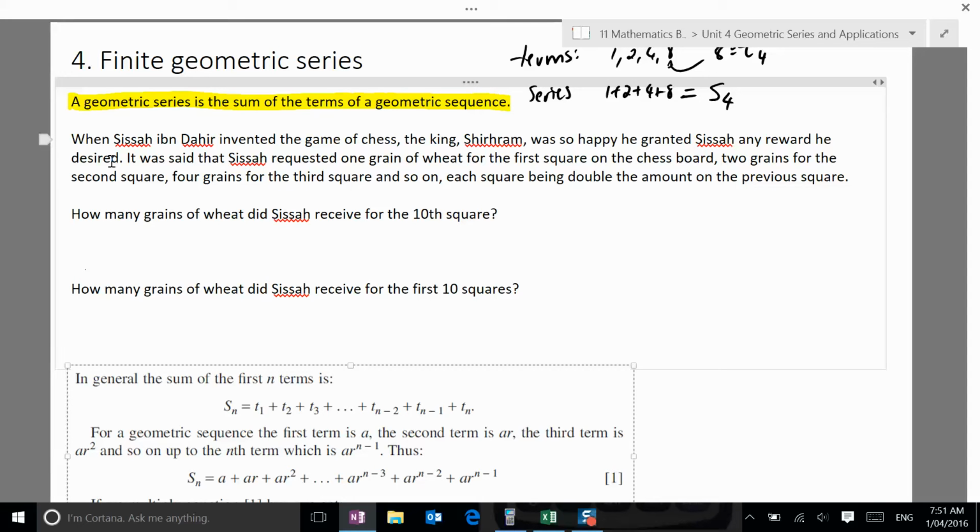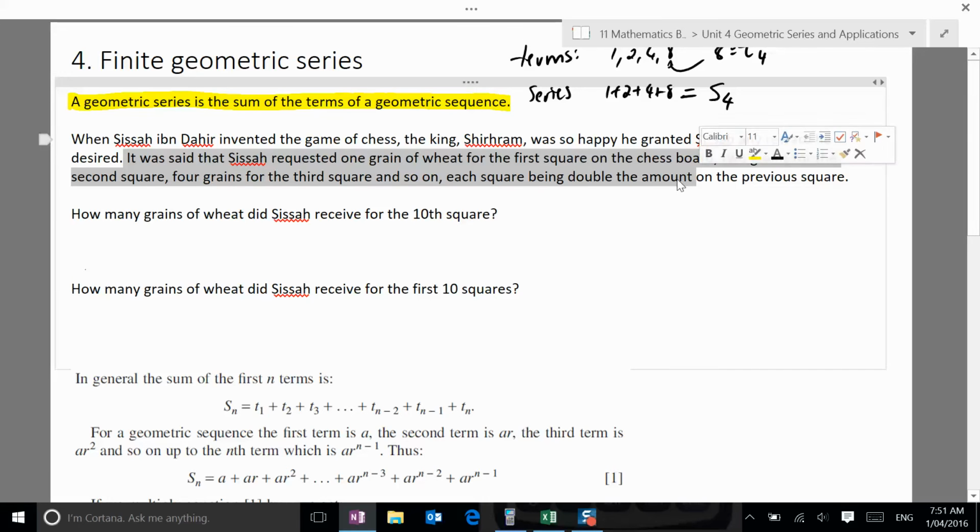And you might think Ferrari, $1 million, all these sorts of things. It was rumored that Sissa requested 1 grain of wheat for the first square on the chessboard. That's not very much. 2 grains for the second square, 4 grains for the third square, and so on. Each square being double the amount on the previous one.